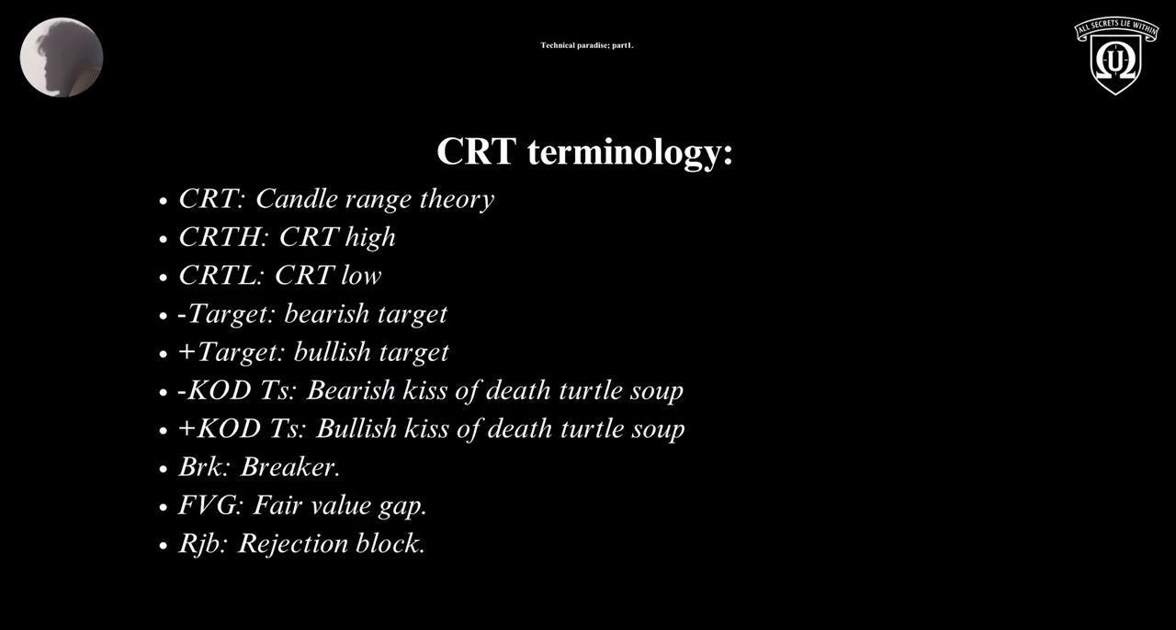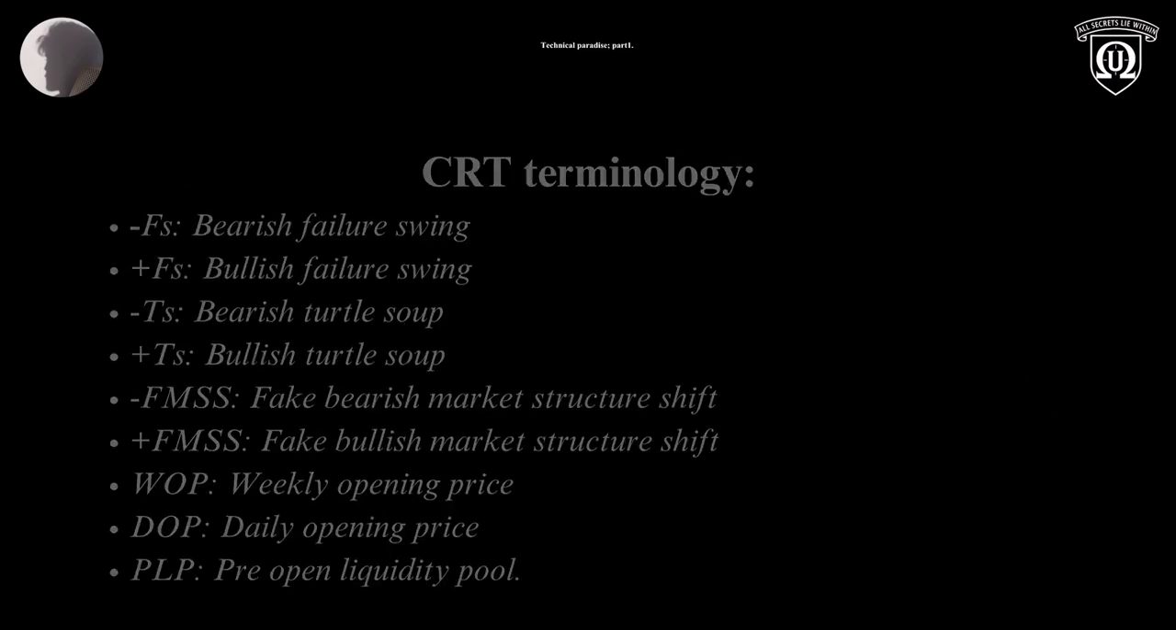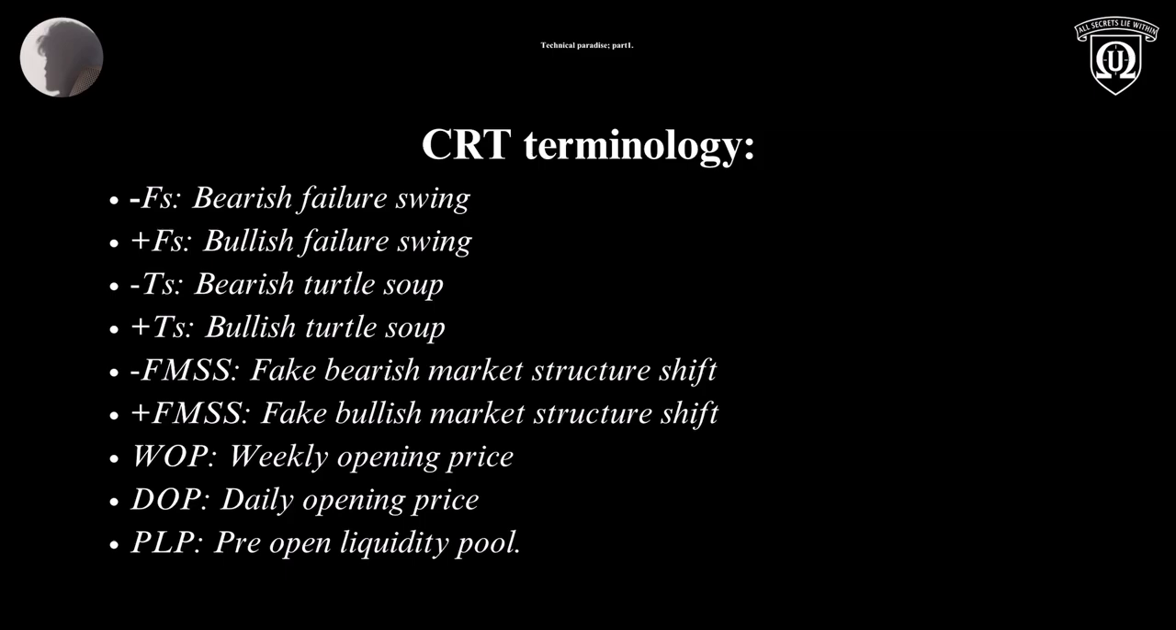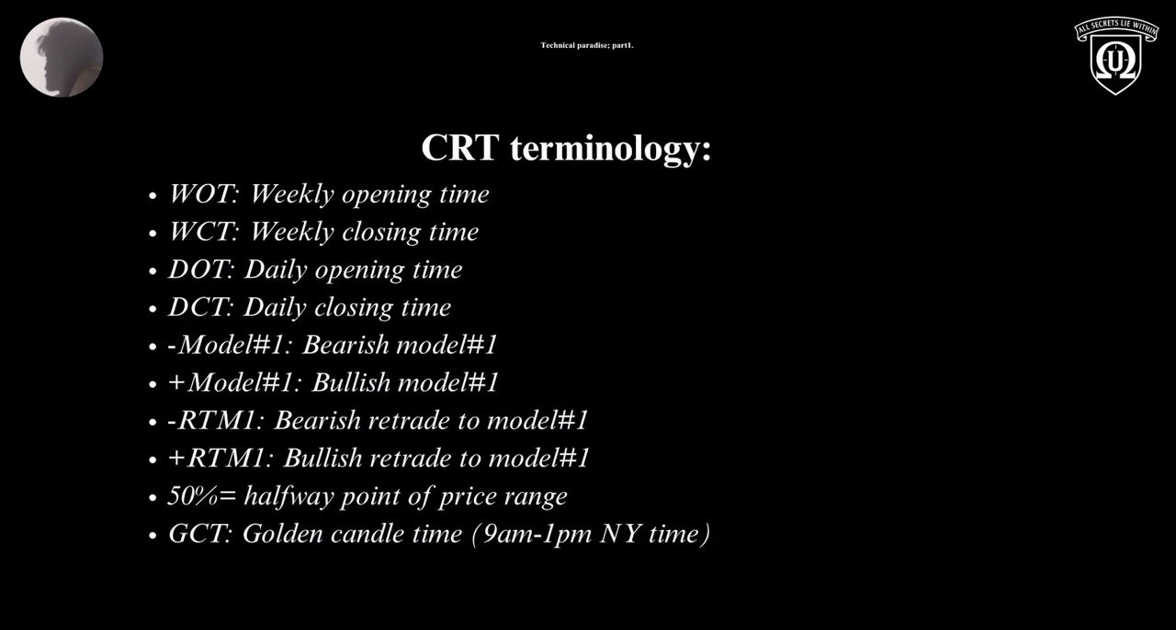Breaker, FVG, rejection block, and we'll see examples of all of these, obviously, in the upcoming lectures and in the FAQs. Minus FS, failure swing, bearish. Plus FS, bullish failure swing. Turtle soup, fake market structure shift, fake bullish and bearish market structure shift, weekly opening price, daily opening price, pre-open liquidity pool, weekly opening time, closing time, daily opening time, and closing time.